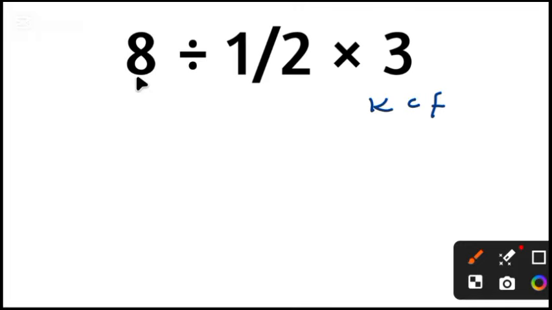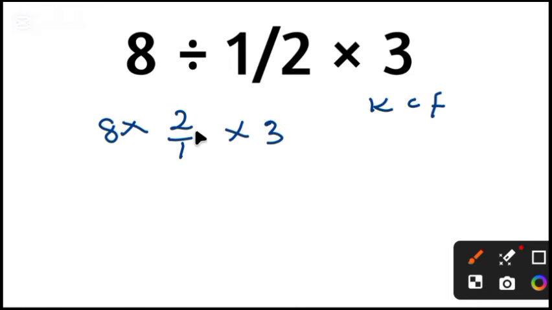K stands for keep, we are keeping the 8. C stands for change, we are changing this division to multiplication. F stands for flip, we are flipping 1 over 2 into 2 over 1 times 3.